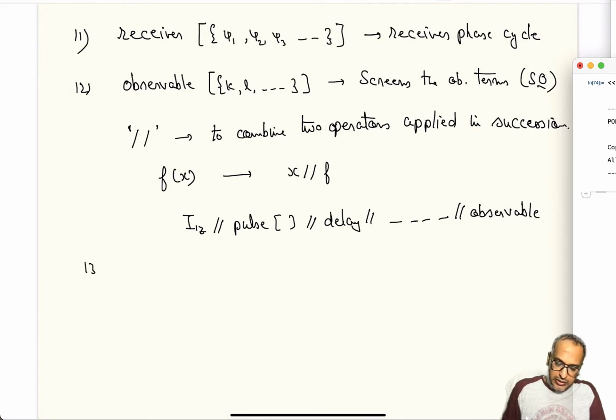Finally, there is a command, simplify. This is a Mathematica command. This is not a POMA command. This is an inbuilt Mathematica command. Simplify is basically to simplify algebraic expressions.